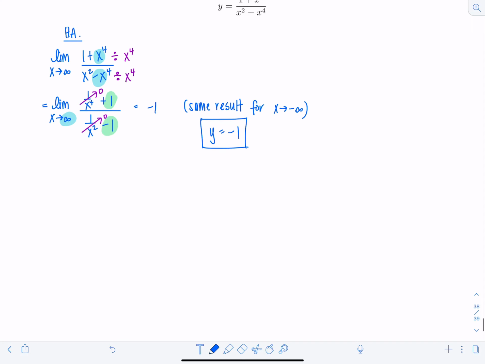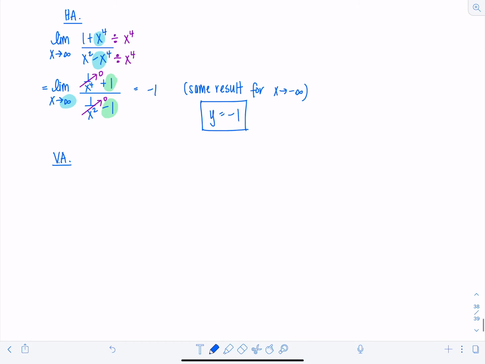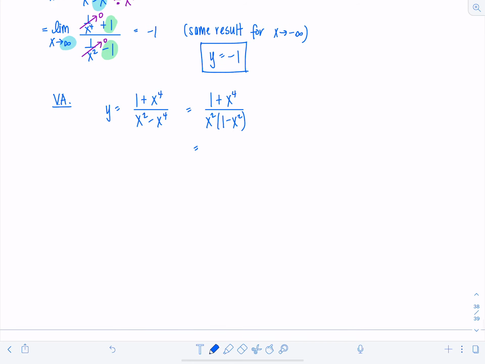Okay, what about vertical asymptote? Or asymptotes, you could have more than one. So we've got y equals 1 plus x to the fourth over x squared minus x to the fourth. Now let's factor this completely. The numerator doesn't factor, but the denominator, I can take out an x squared, and I'm left with 1 minus x squared. And that actually factors further into a difference of squares, so I have 1 plus x to the fourth over x squared times 1 plus x times 1 minus x.